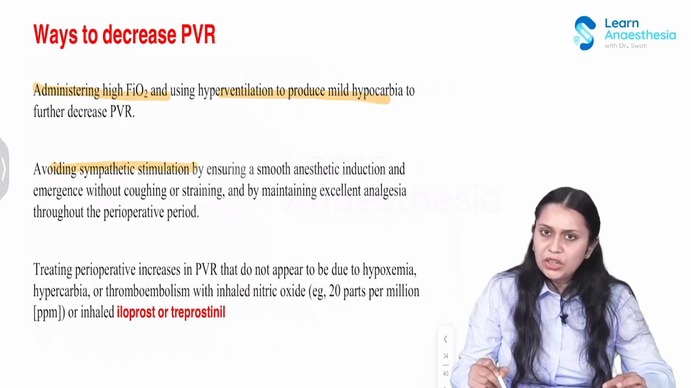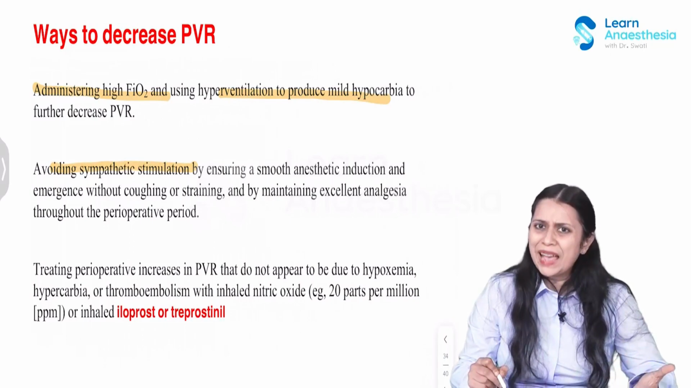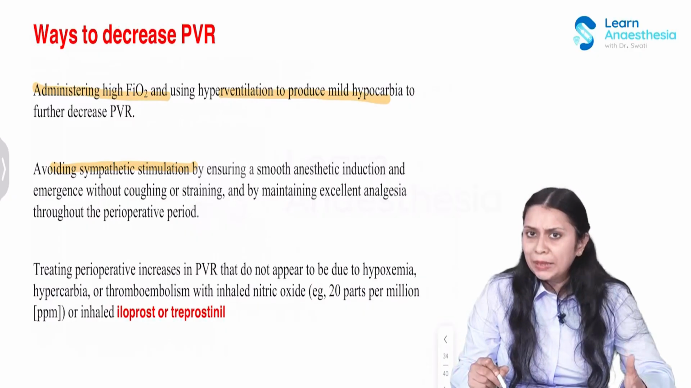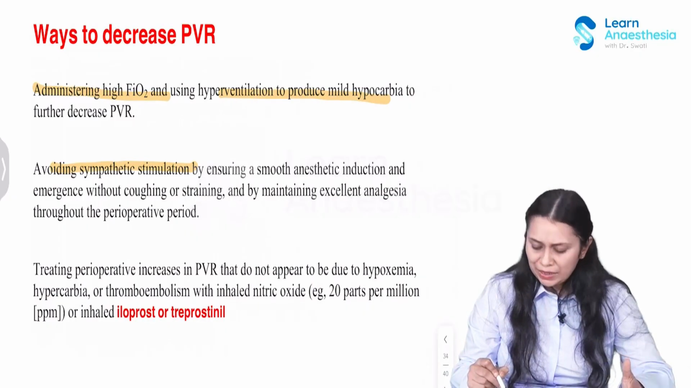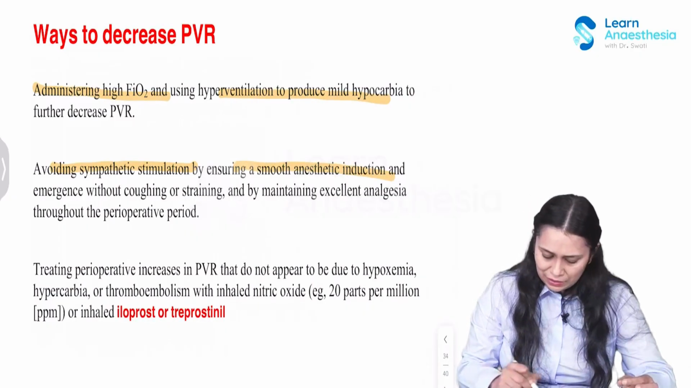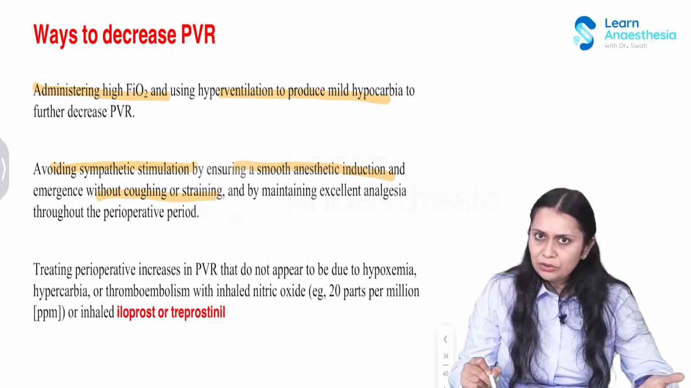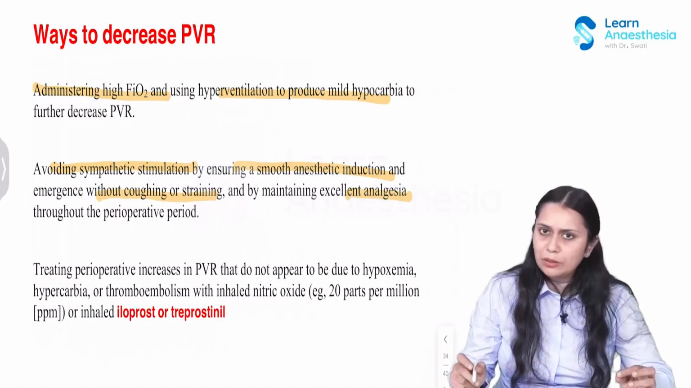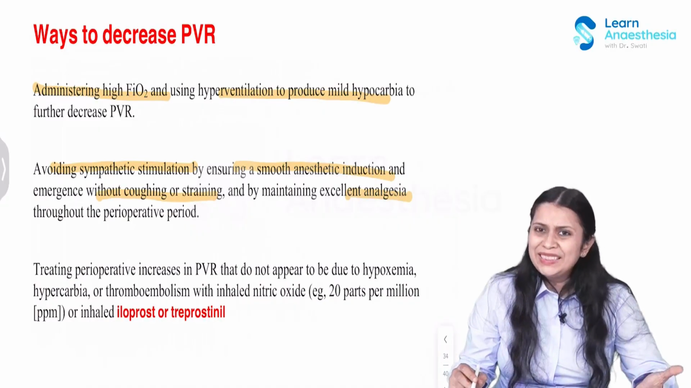Avoid sympathetic stimulation by smooth anesthesia, preventing pain, preventing hypovolemia, etc. So smooth anesthesia without coughing, etc. Proper analgesia throughout the perioperative period. Sympathetic stimulation would increase the PVR.